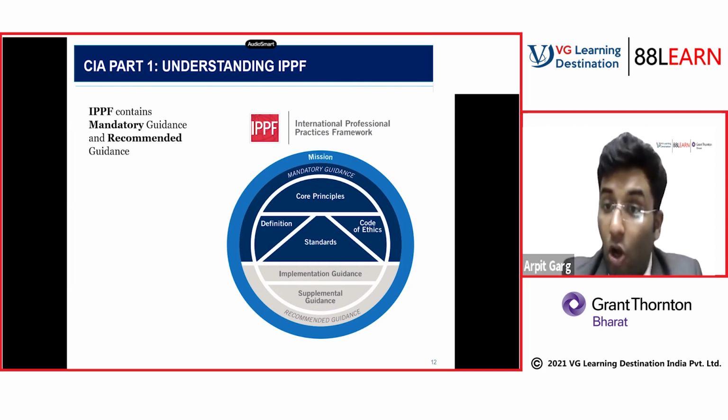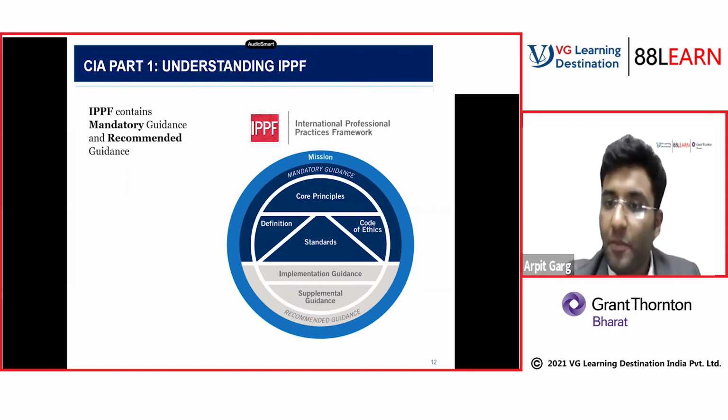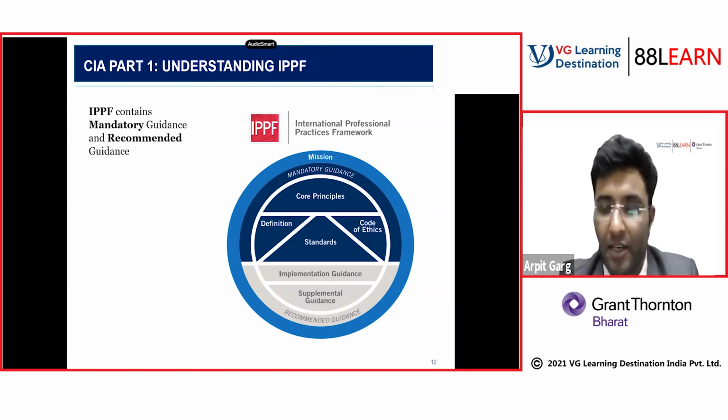If you refer to all of it together, it is hardly 25 pages, which is separately available on the IIA India website as well. But this is very, very important to know from an examination perspective as well as from the practical perspective. So before wasting any more time, let me give you a quick introduction about this topic, IPPF.